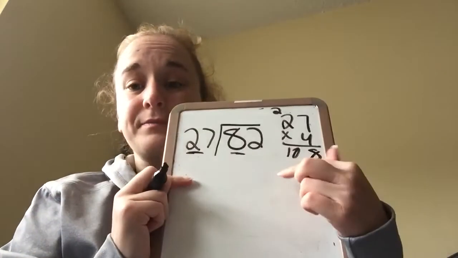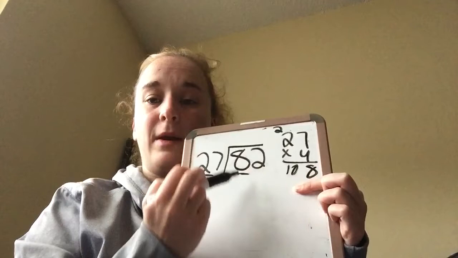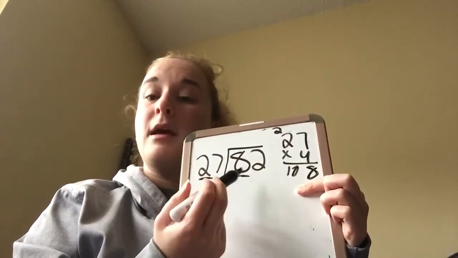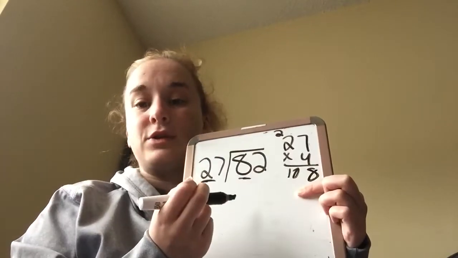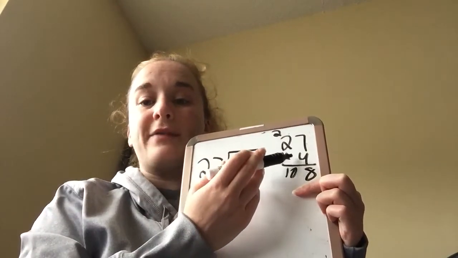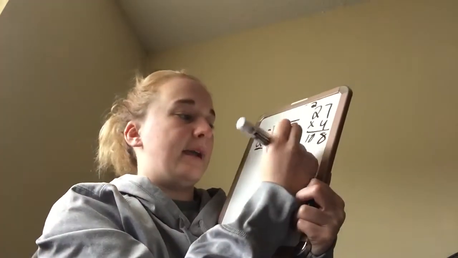Again, friends, I'm looking at 108. Typically, I would take my 4 and put it up top and subtract the 108. But 108 is too big. So this isn't going to work. So I'm going to have to multiply by a smaller number. So I'm going to do 27 times 3.